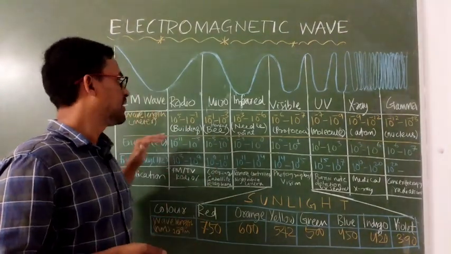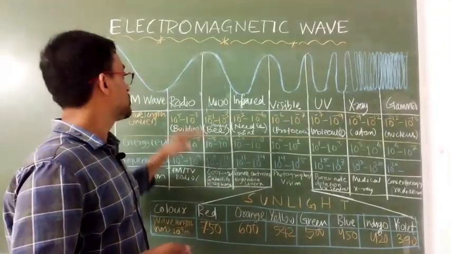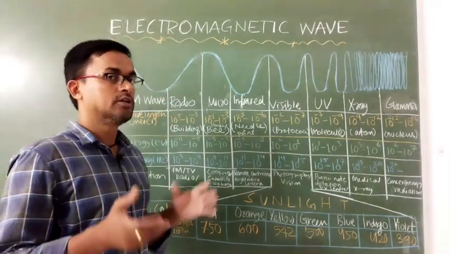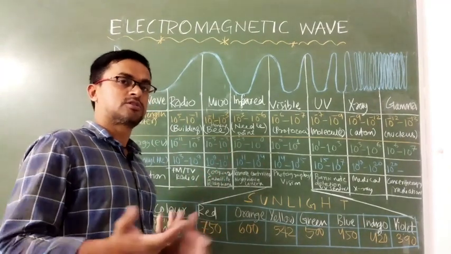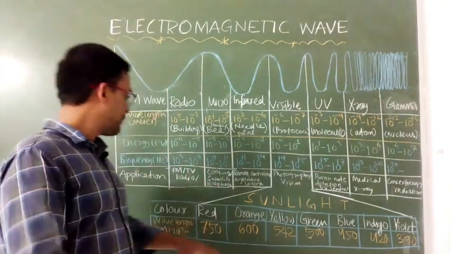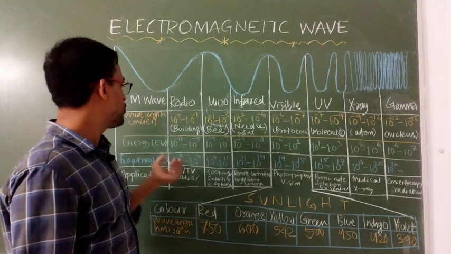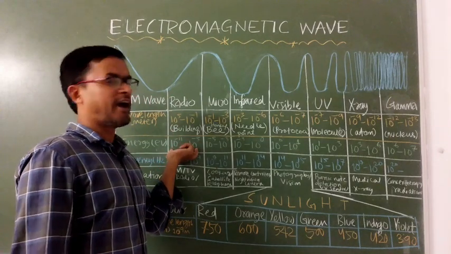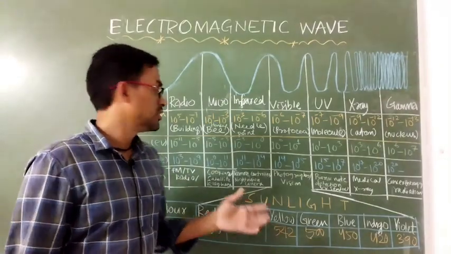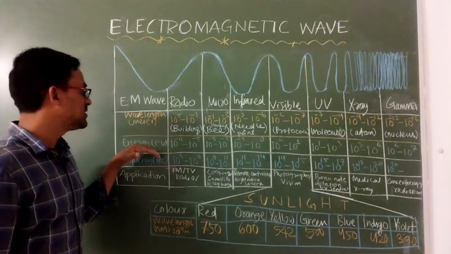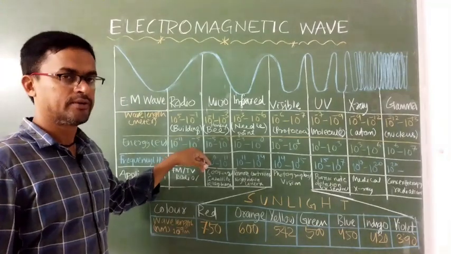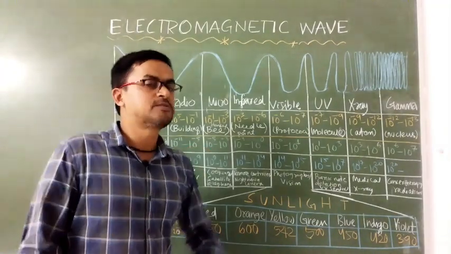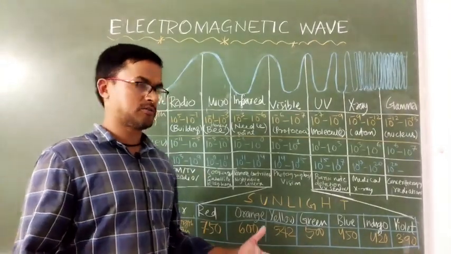Now come to their energy. If we see the radio wave energy, as we know, we can calculate this energy from the frequency. The energy of the radio wave is 10 to the minus 11 to minus 5, a very, very small energy, and we have presented it here in terms of electron volts. This is very, very small, and it won't even affect us.